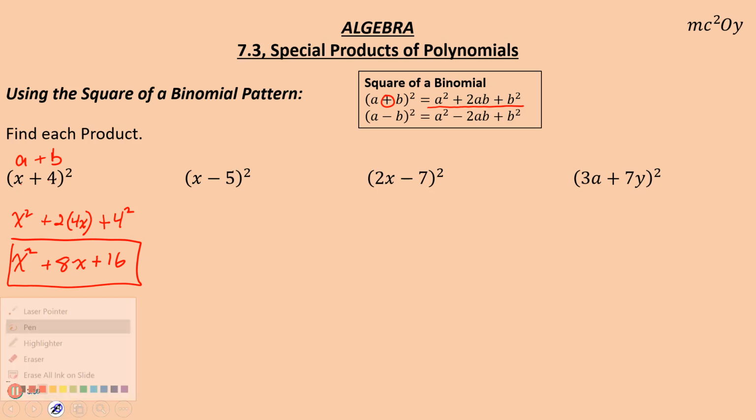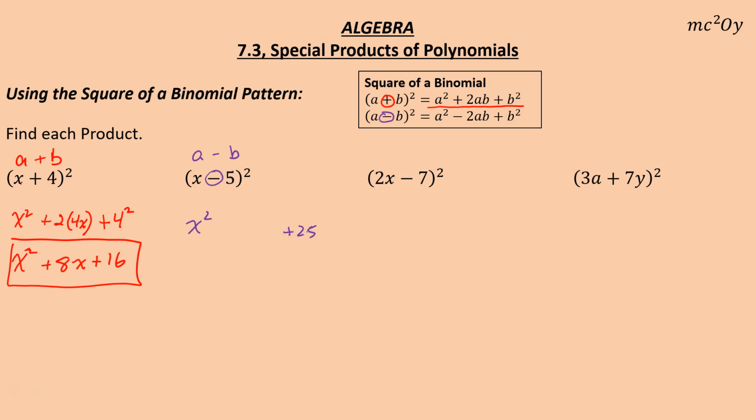Okay, let's try another one here. This one is a minus pattern. Look at this. So we have position A and position B. We're subtracting this time. So we take position A, square it. We take position B and square it.